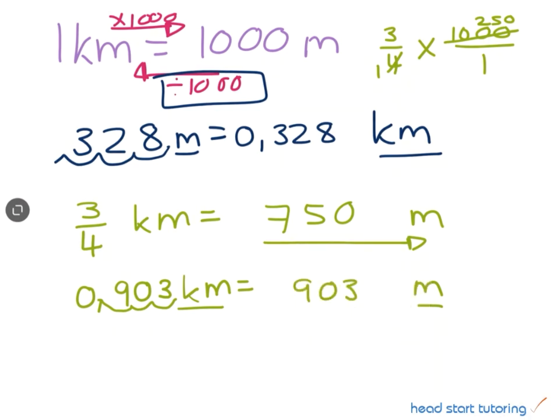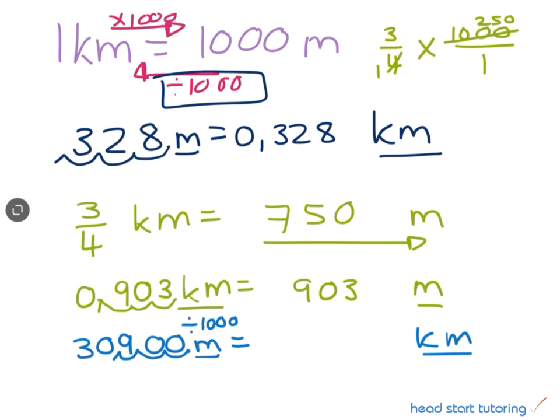If I would like to convert 30900 meters into kilometers, I would go from my decimal point at the end of my whole number and bring in 1, 2, 3 decimal places because I'm going from a small measurement to a bigger measurement, so my number needs to get smaller, which is why I divide by 1,000. So my answer is 30.9 kilometers.